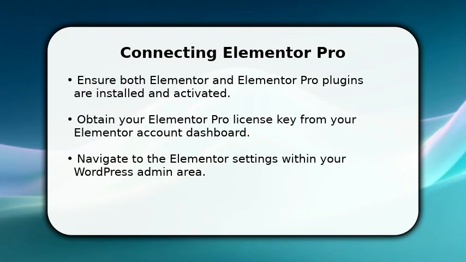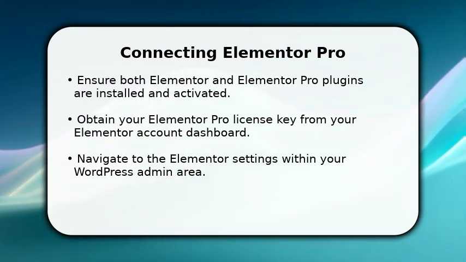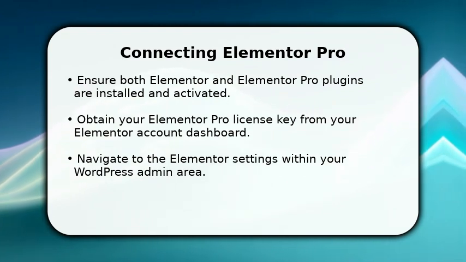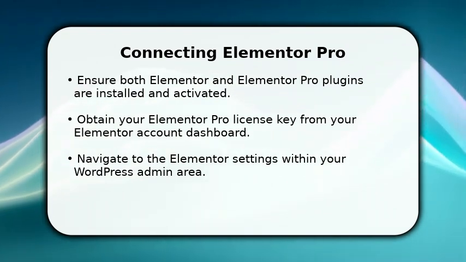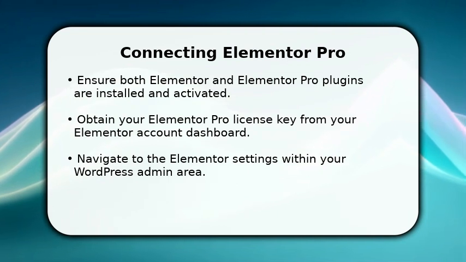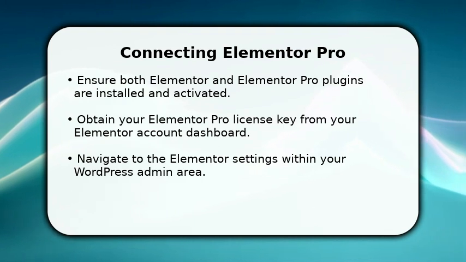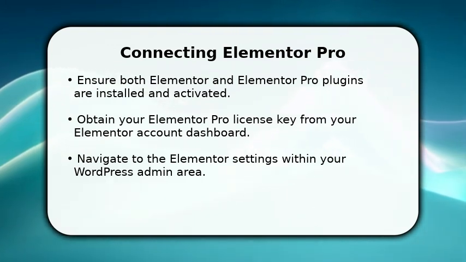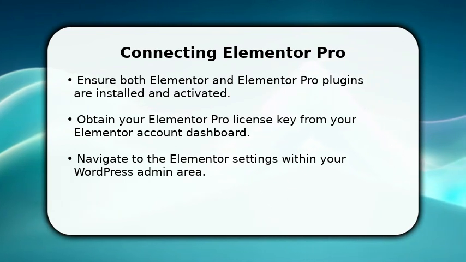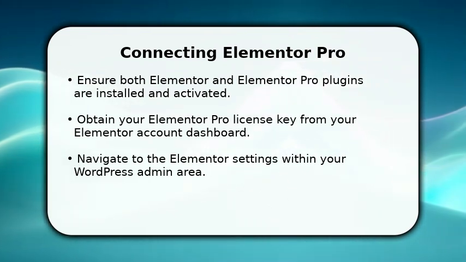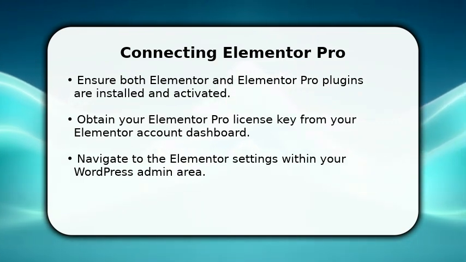In this video, I will explain how to connect Elementor Pro. First, ensure both the free Elementor plugin and the Elementor Pro plugin are installed and activated on your WordPress website. You will also need your unique Elementor Pro license key, which you can find in your Elementor account dashboard. This key is essential for activating all the premium features. Once you have these ready, we can proceed to the next step in your WordPress admin area.